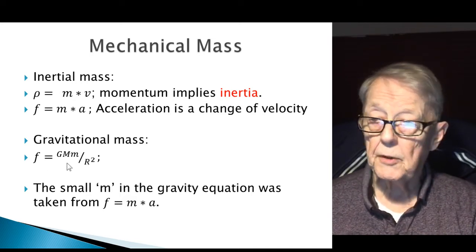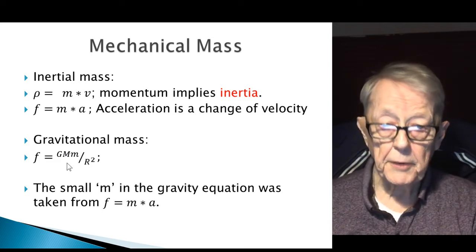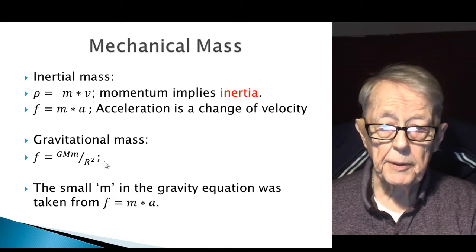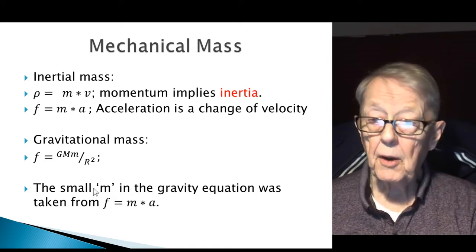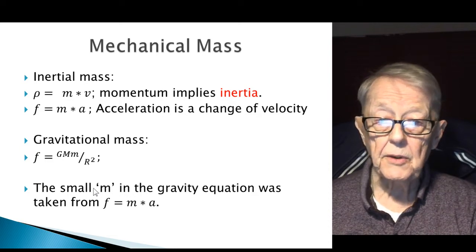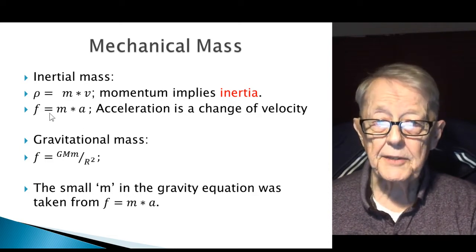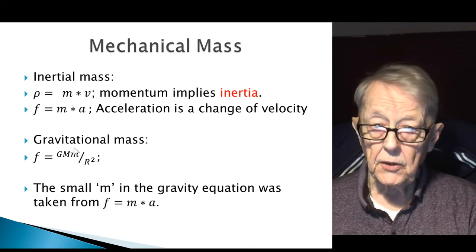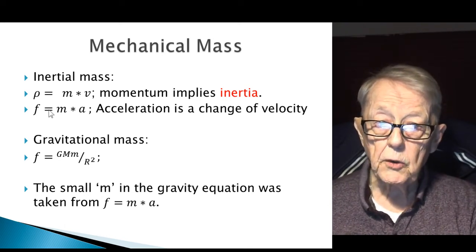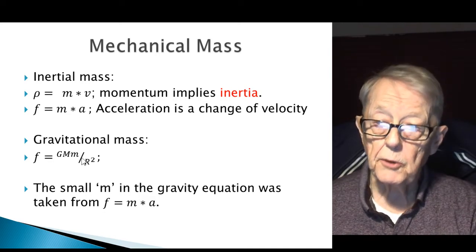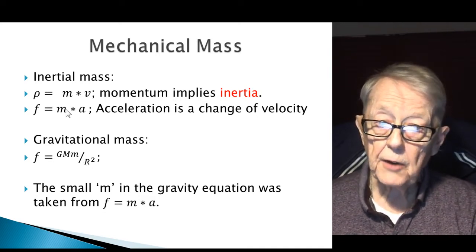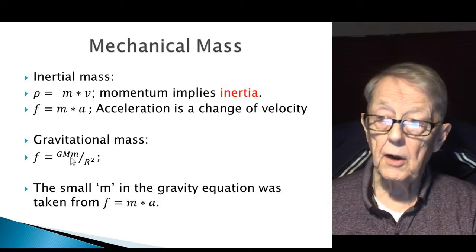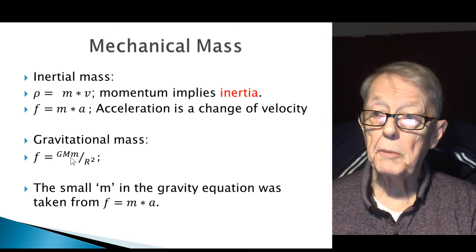Gravitational mass comes from his gravitational formula. Small m appears here, and appears there. The small m in the gravity equation was literally taken from this one. If you want to develop this, you can do it, I've done it, you use this equation and you put this. So it starts out here as inertial mass, moves into here, and all of a sudden now it's gravitational mass.